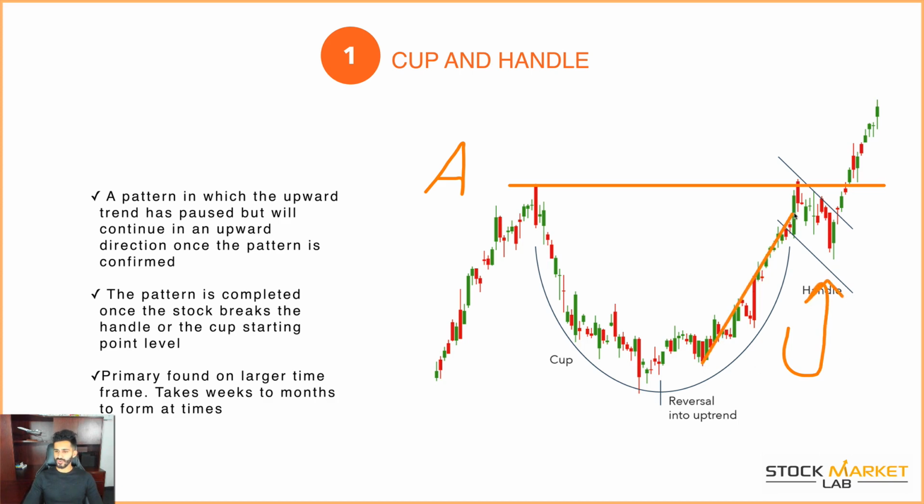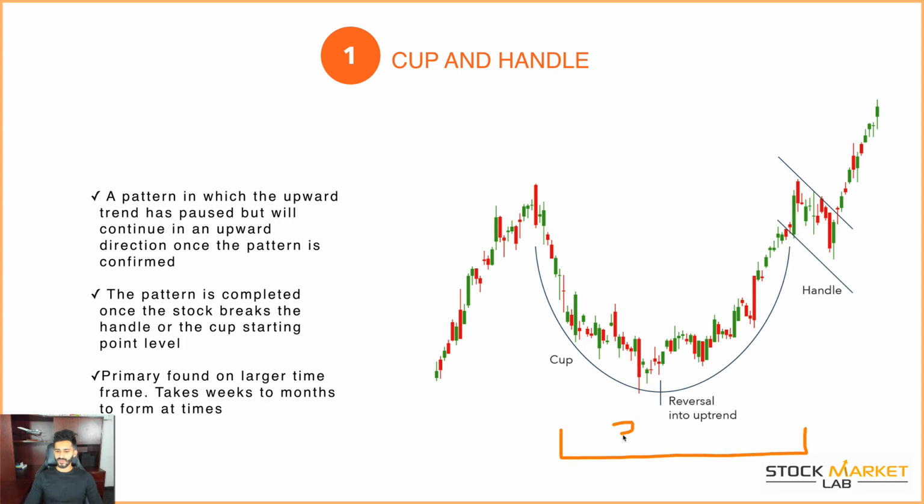You can see it makes a huge move up, takes a break, and you can either take the trade right there or once it breaks this high, whatever happens, right? That is the cup and handle pattern. This is primarily found on larger time frames, takes weeks to months to form at times. So sometimes this right here could be about 3 months, let's say 6 months, whatever the case is, it could be a long period of time.